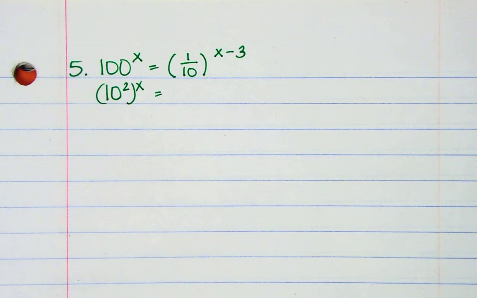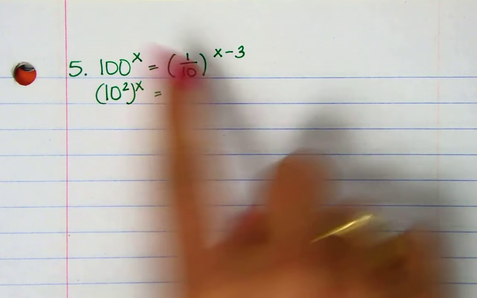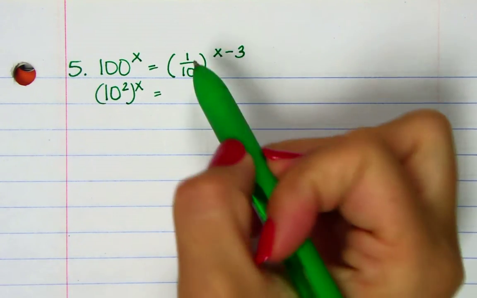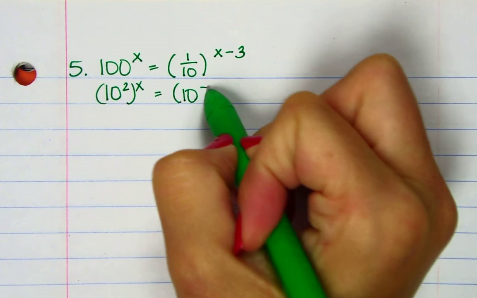It's a negative number, right? And since it's 10, that means it's just going to be negative 1. If it was 1 over 100, it would be negative 2. Okay, so this would be 10 to the negative 1.